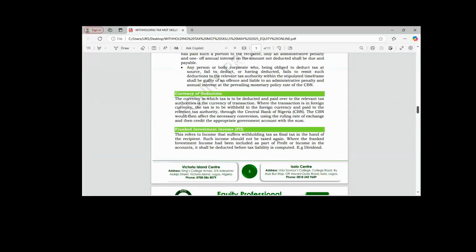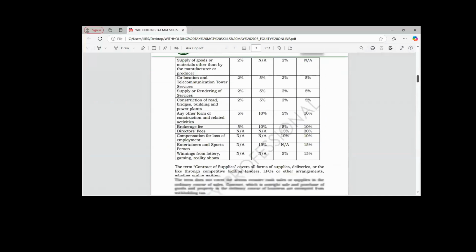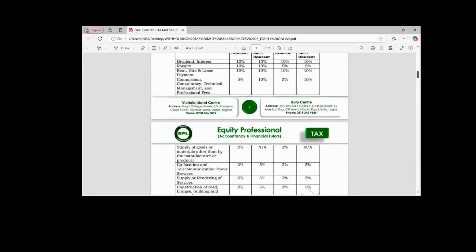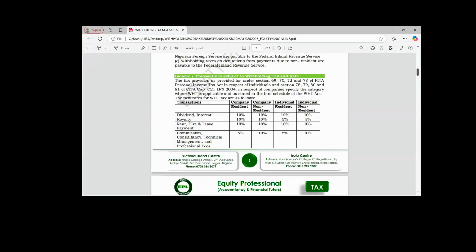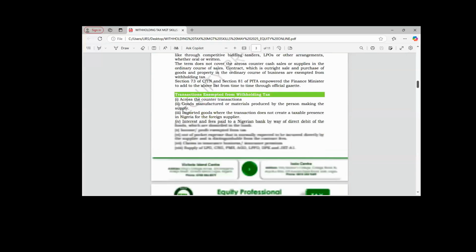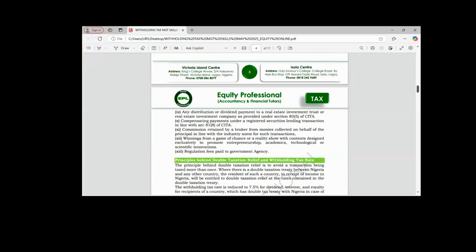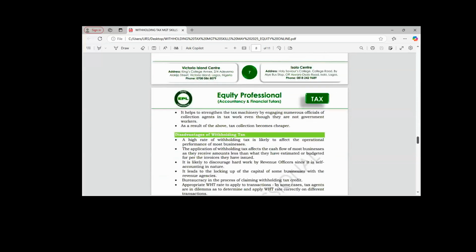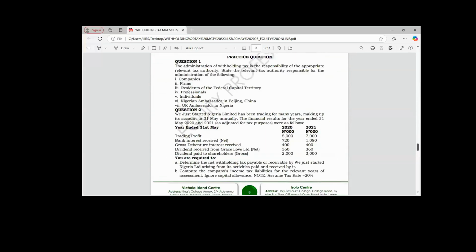So if we look at those transactions that we have under our year, from page 2 to 3, you can see that trading profit is not part of them. That's the profit from their normal activity. So there is no withholding tax on that. That will attract company income tax. Then we have bank interest received.